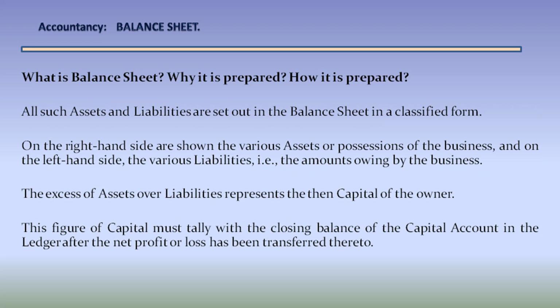All such assets and liabilities are set out in the balance sheet in a classified form. On the right hand side are shown the various assets or possessions of the business, and on the left hand side the various liabilities, that is, the amounts owing by the business. The excess of assets over liabilities represents the capital of the owner. This figure of capital must tally with the closing balance of capital account in the ledger after the net profit or loss has been transferred thereto.